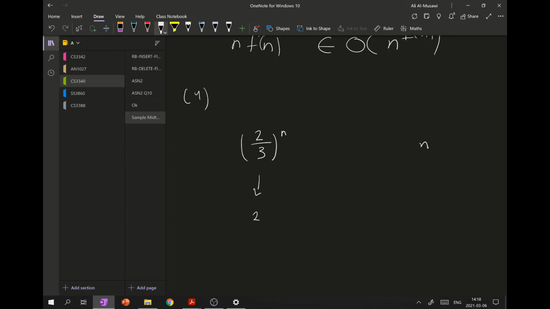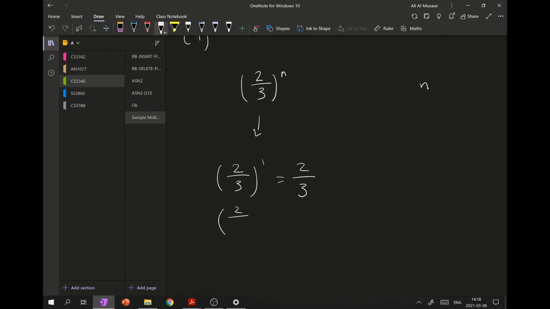This is 2 over 3, which is less than 1, correct? Of course, 2 is less than 3, so that means this number is less than 1. If it's less than 1, then exponentiation is decreasing, right? When you exponentiate by n, you get a smaller number. Let's test that out. So (2/3) to the power 1 is 2 over 3.